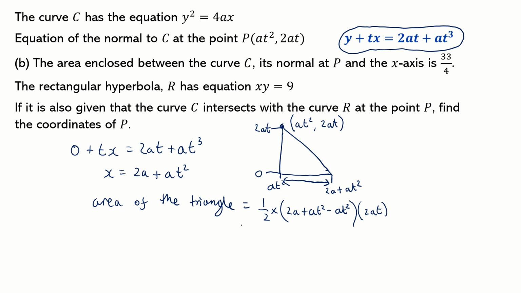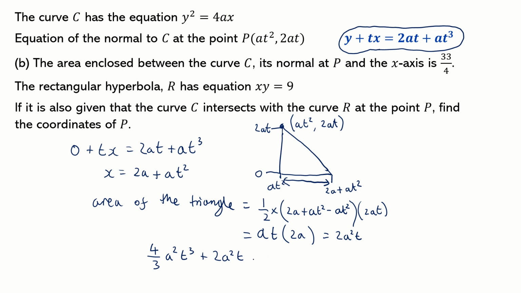So therefore, we can work that out and multiply stuff out. It's going to be the half times the 2at, which is just at, and then we have 2a plus at squared minus at squared, which is just 2a. So therefore, the area of the triangle is just 2a squared t. So therefore, we can now work out the total area between the curve, the normal, and the x-axis, because it's going to be the area we found using integration, which was 4/3 a squared t cubed, plus 2a squared t from the area of this triangle added on.